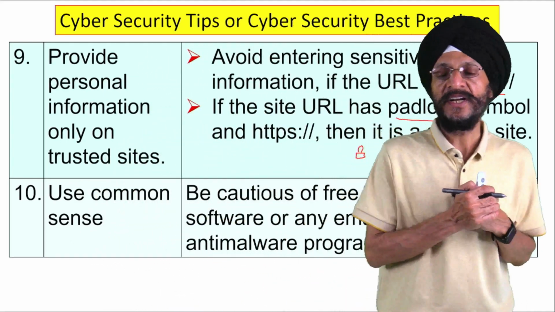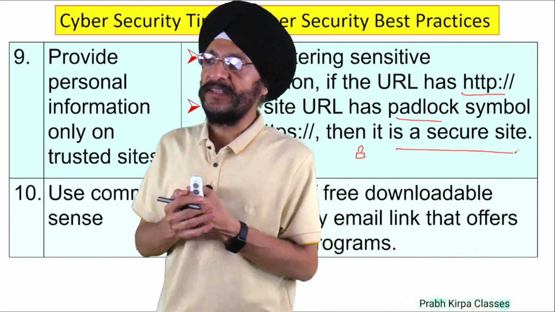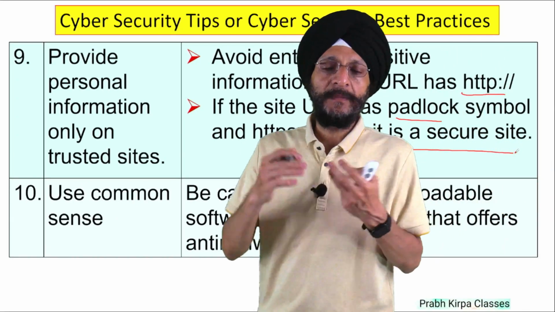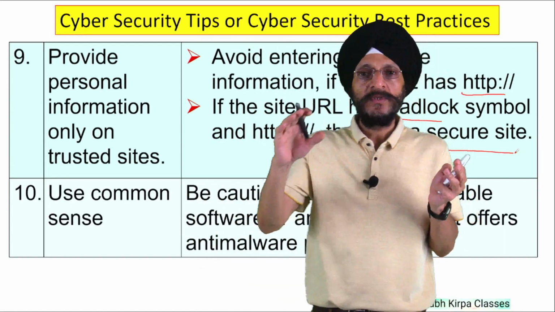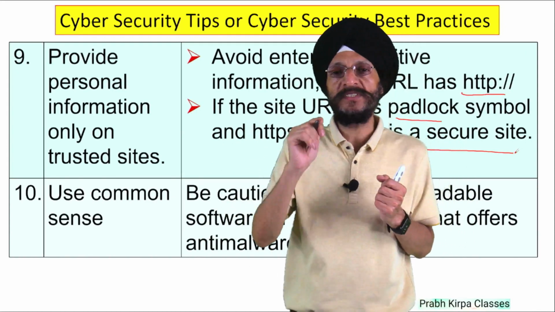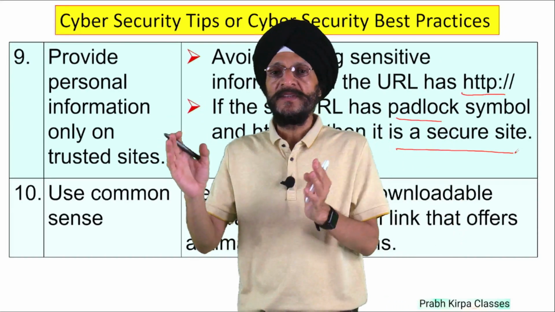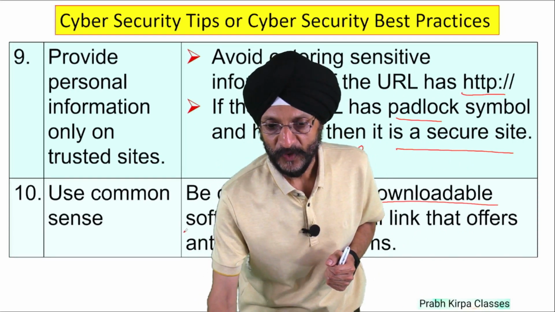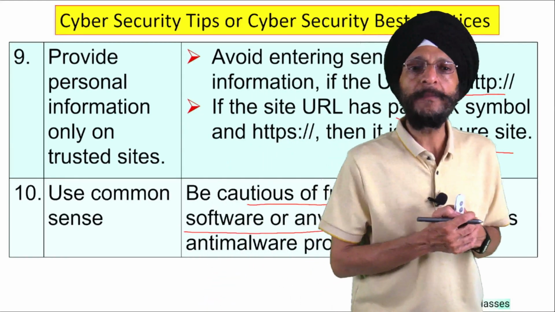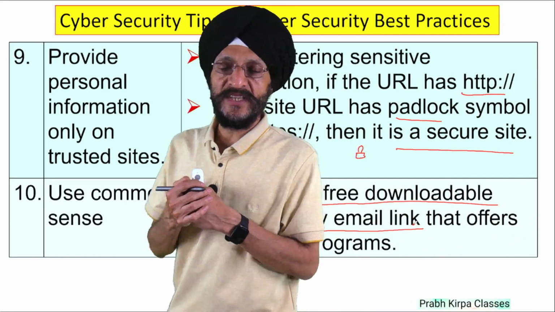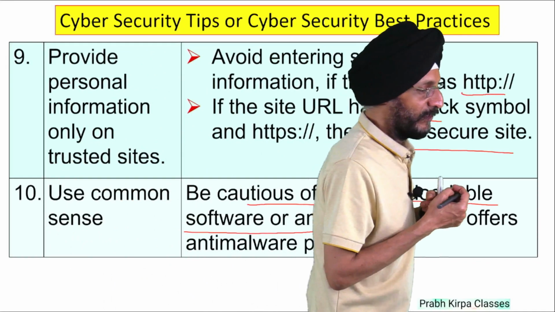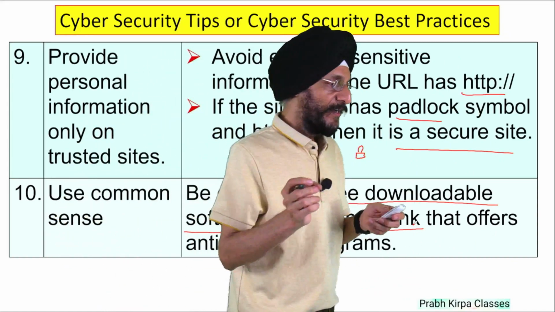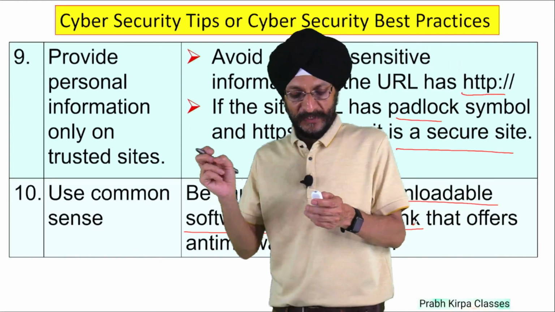Next point is use common sense. It is a human tendency that whenever anything is free, we make use of the same very quickly. And it may be possible that when you are visiting the site or any search engine, there may be something blinking on the site that some type of software is freely available and you can download the same. Be cautious of free downloadable software or any email link that offers anti-malware programs, because it is quite possible that the cyber criminals may penetrate into your mobile phones and computers in the guise of free downloadable antivirus or other type of software.